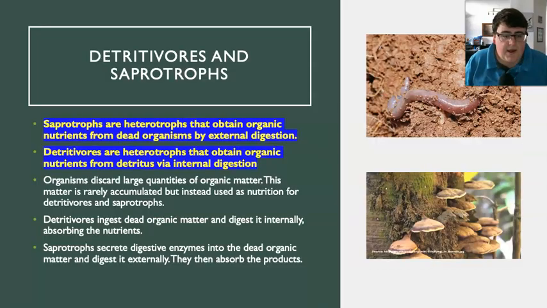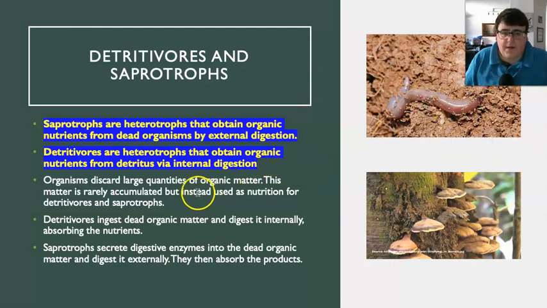Okay. Lastly, we're going to look at detritivores and saprotrophs. So, saprotrophs are a type of heterotroph that obtains organic nutrients from dead organisms by external digestion. Okay, so we're talking about things like mushrooms in this diagram down here, or fungi. Whereas detritivores are heterotrophs that obtain organic nutrients from dead matter, and they digest that matter inside their body. So we're talking about things like earthworms here.